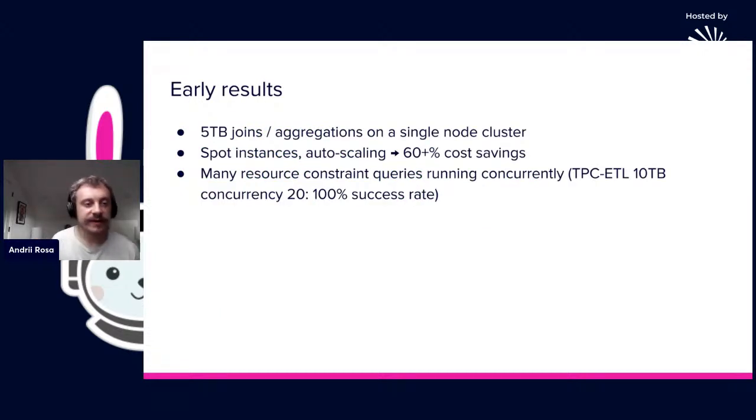For the early results, even with the fairly limited proof of concept implementation of the buffering layer, we managed to achieve pretty good results. We currently support join and aggregation that would otherwise require 5 terabytes of memory in a cluster with only 100 gigabytes of memory available. So it effectively means that you can run a query that would require a 50 node cluster on a single node cluster.